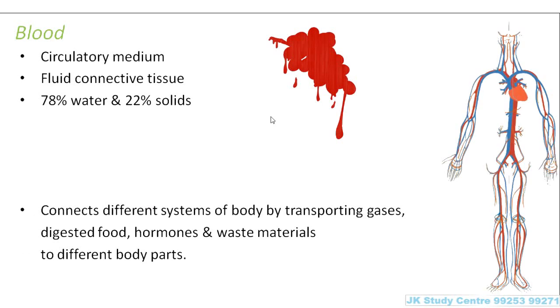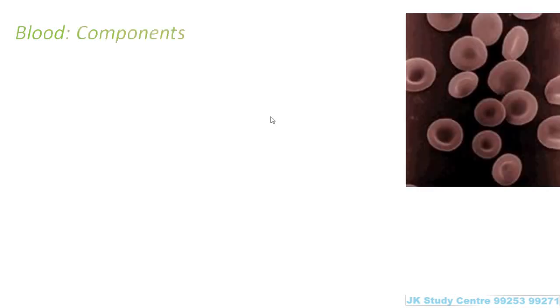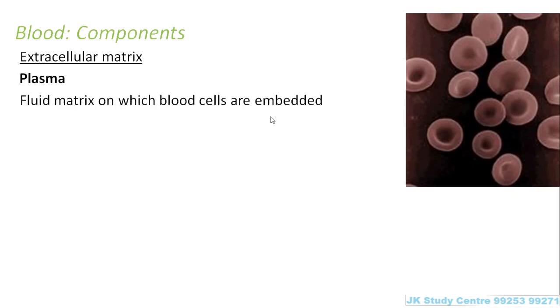So in this picture you can see how blood is able to connect between the distant parts of the body. Now this blood has many components. There are different types of components present inside the blood. So let us quickly discuss the different components of blood. The first component is the plasma, or sometimes also known as the blood plasma. What is this? This is the extracellular matrix. That means the fluid-like thing which fills the blood is known as the blood plasma. It is the fluid matrix in which the blood cells are embedded.